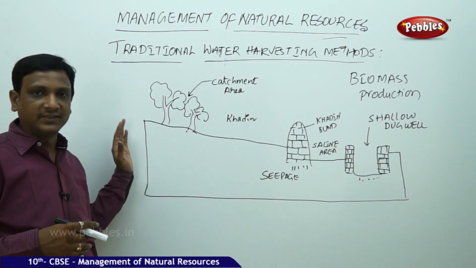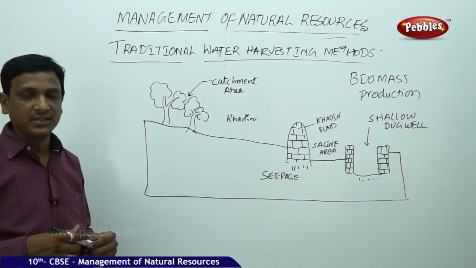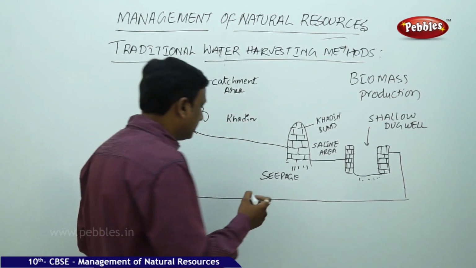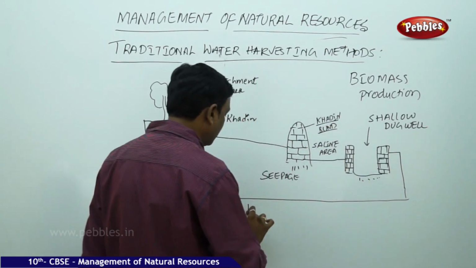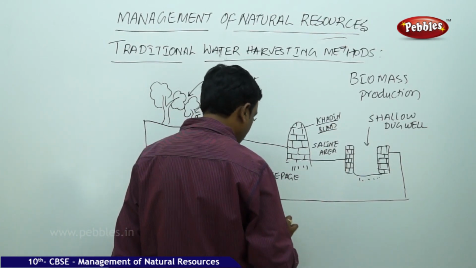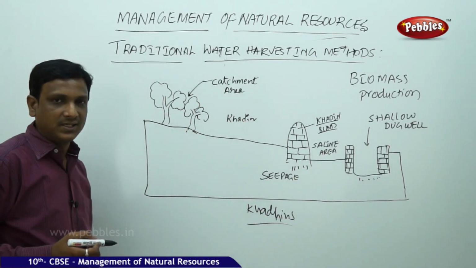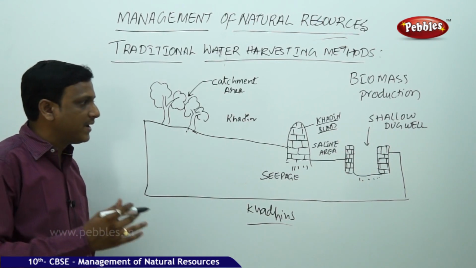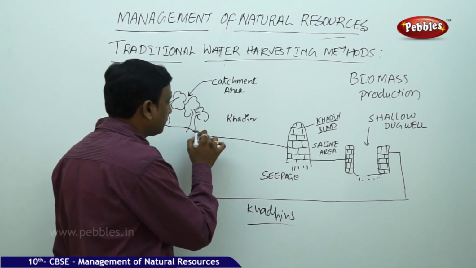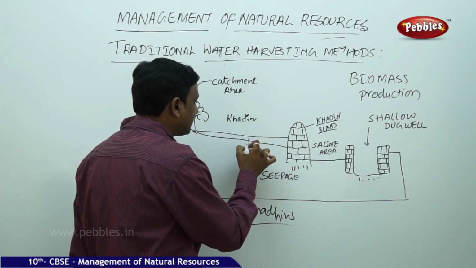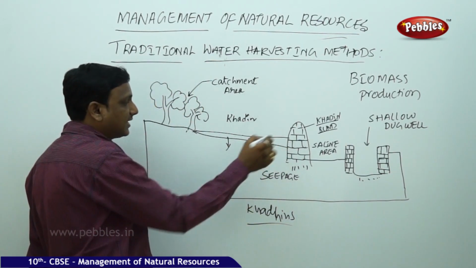In different places in our country, we see different kinds of traditional water harvesting methods. This is a traditional water harvesting method using khadins or bunds. Here these khadins are called bunds, and they are called by different names in different states, but the purpose is the same. This is to make a bund, allowing the water to stagnate here. This stagnated water seeps down into the ground. So this is a khadin.